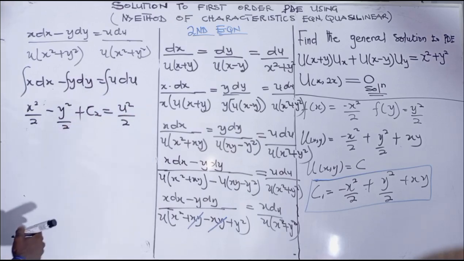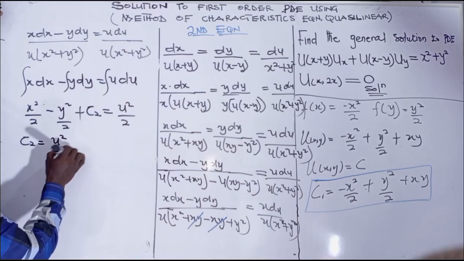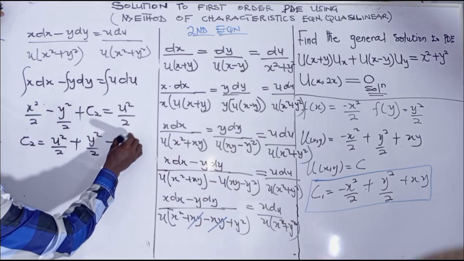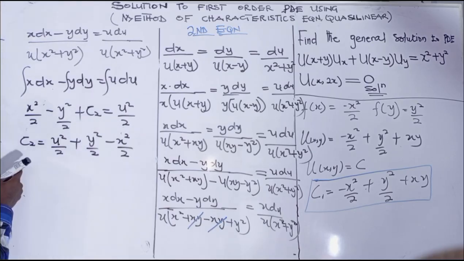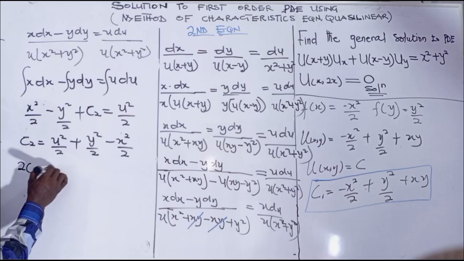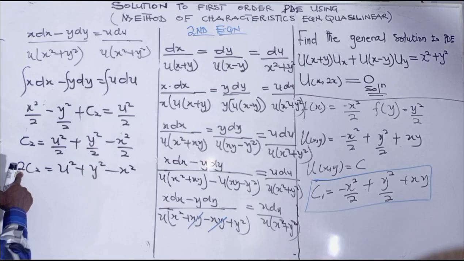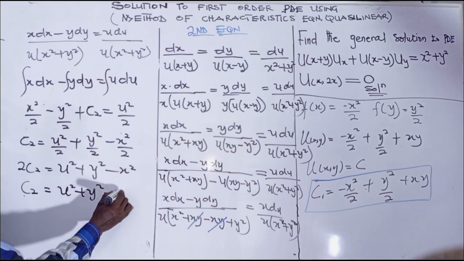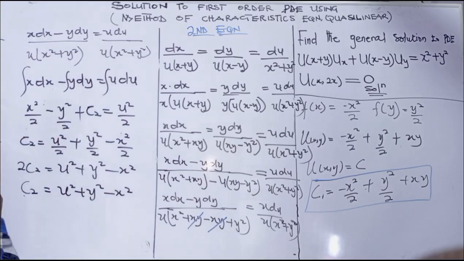So let's make c2 the subject. So we are going to have our c2 is equal to u squared all over 2, plus y squared all over 2, and then minus x squared all over 2. Let's clear the fraction from it by multiplying through by 2. So we are going to have 2c2 is equal to u squared plus y squared minus x squared. A constant times a constant will still give us a constant. So we can call this c2 is equal to u squared plus y squared minus x squared. So we have our second solution.